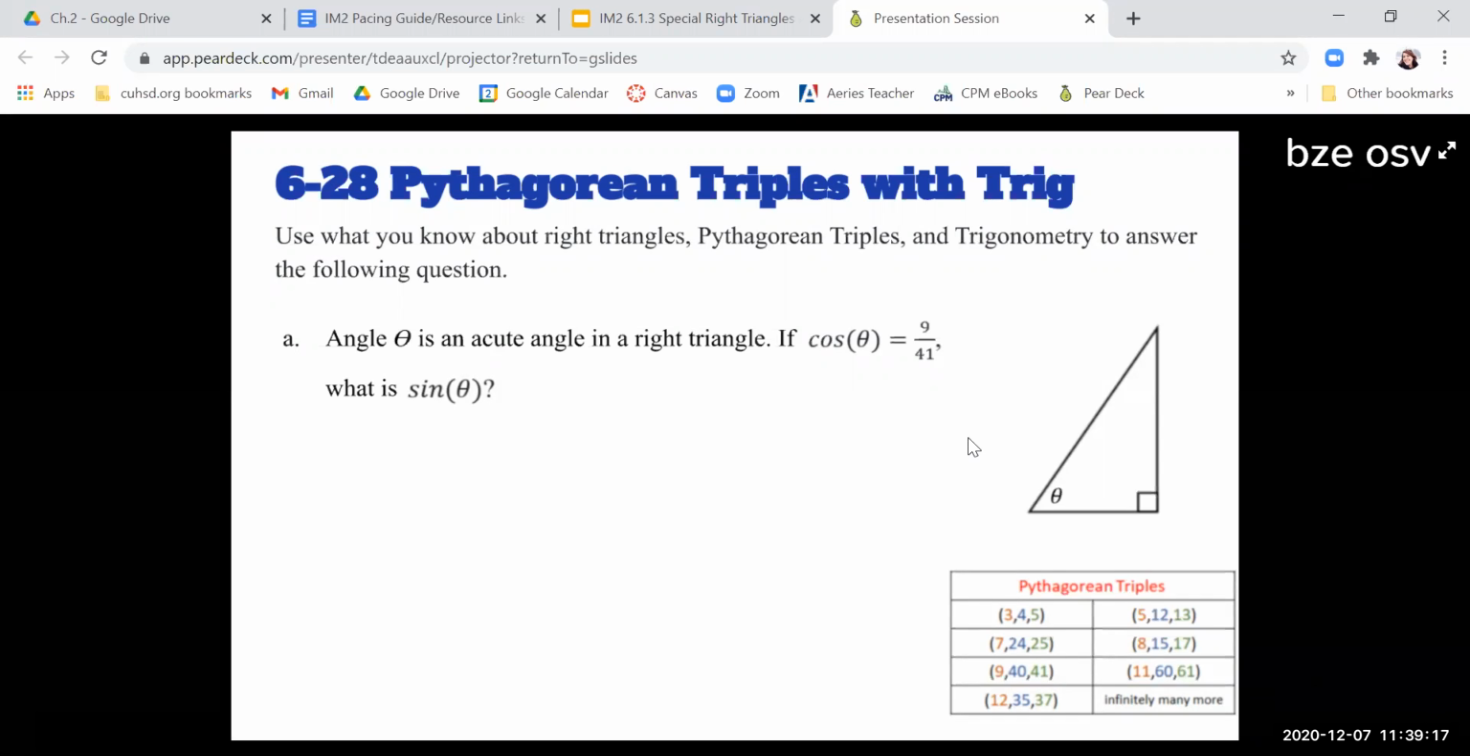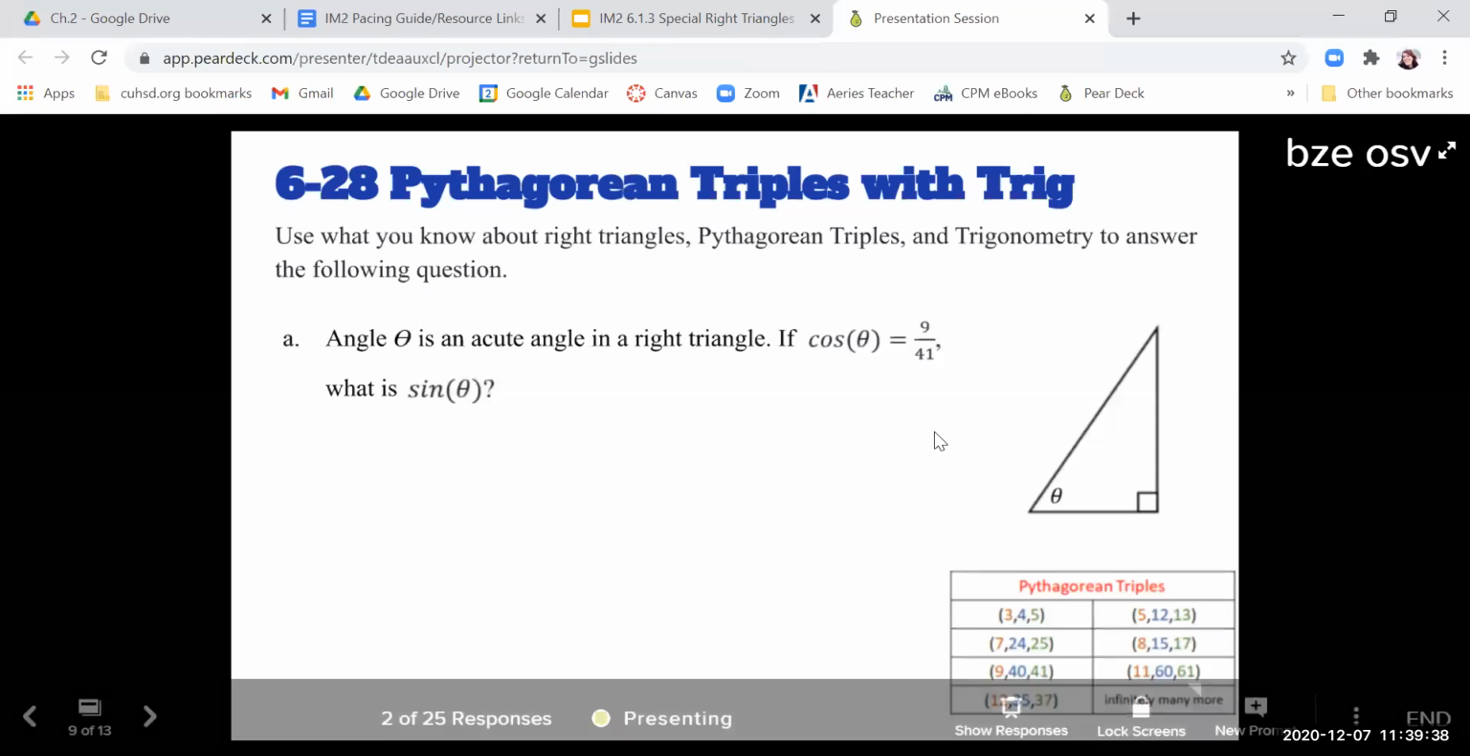Okay, so now in this problem, it says use what you know about right triangles, Pythagorean triples, and trigonometry to answer the following question. Angle theta is an acute angle in a right triangle. If cosine theta is 9 over 41, what is the sine of theta?